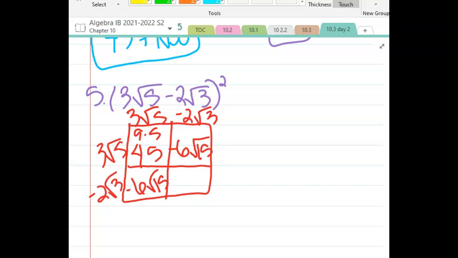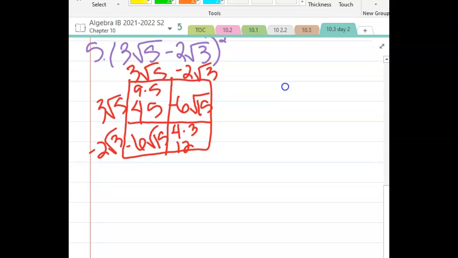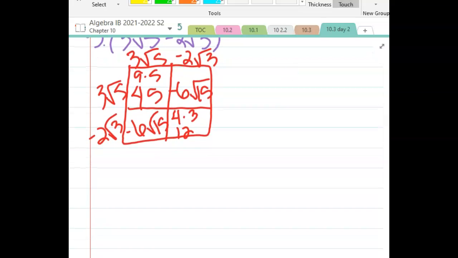Multiply your numbers on the outside. Negative 2 times negative 2 is a positive 4 on the outside. And then multiply your radicals. The square root of 3 times the square root of 3 is just 3. 4 times 3 gives me 12. So I can combine this diagonal, 45 plus 12, gives me 57.